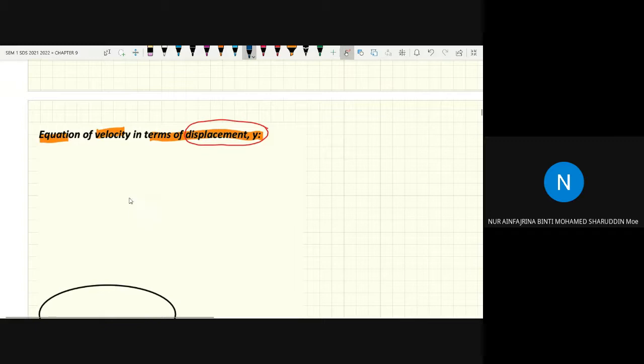Okay, I know the equation of displacement is y equals a sin omega t. And this is my first equation. And then, Miss knows the equation of velocity in terms of time. Okay, this is the equation of velocity in terms of time. Miss makes this the second equation. So I have two equations now: the equation of displacement and the equation of velocity in terms of time.